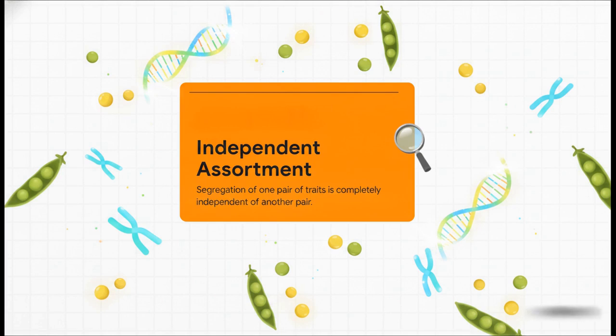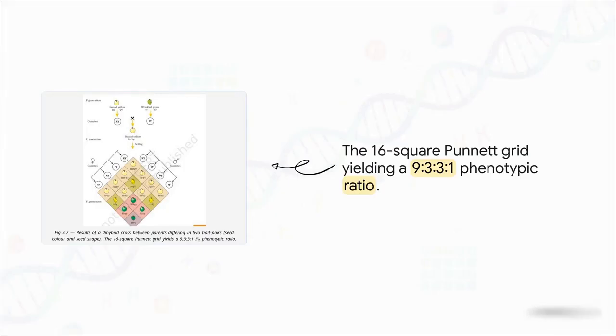So, think about it like this. If you're looking at a plant's seed shape and its seed color, the way those shape genes separate has literally zero impact on how the color genes separate. It's important to note, though, that this law usually only holds up for genes that are located on entirely different chromosomes.